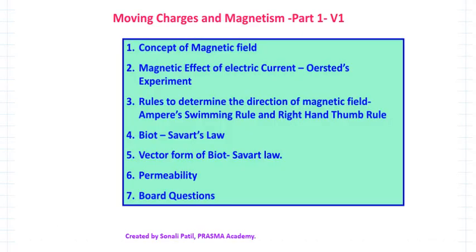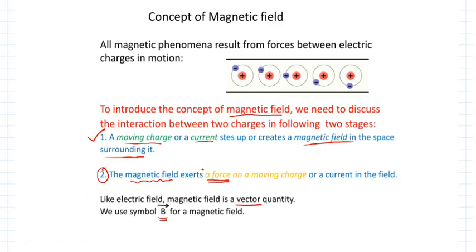These are the topics that we are going to talk about: the concept of magnetic field, then magnetic effect of electric current with the help of Oersted's experiment, different rules to figure out the direction of magnetic field, Biot-Savart's law, vector form of the law, and the concept of permeability, followed by the board questions based on this topic. So let's begin.